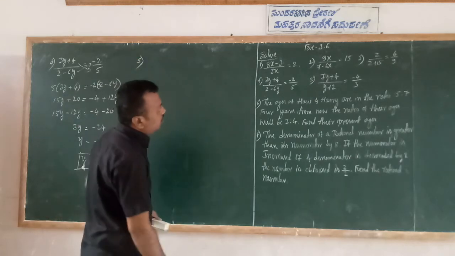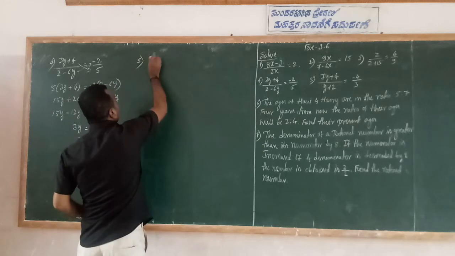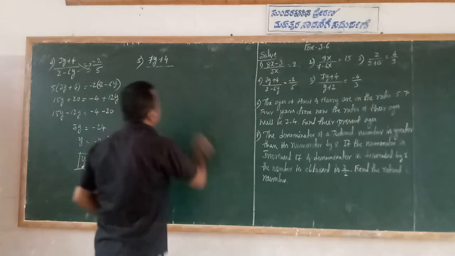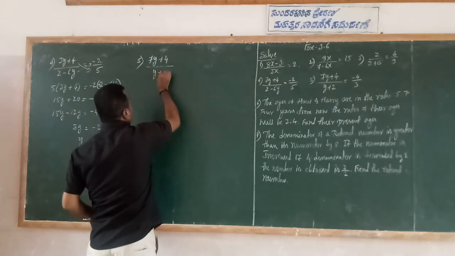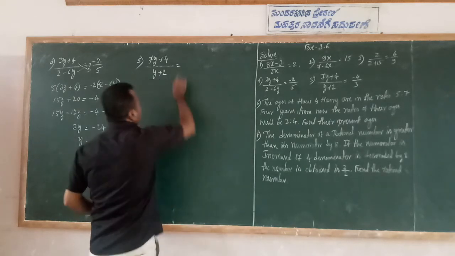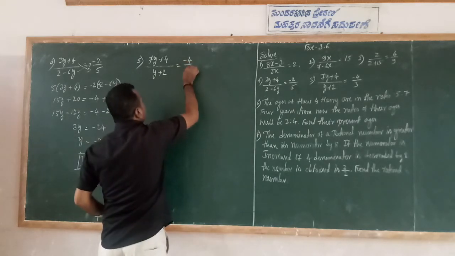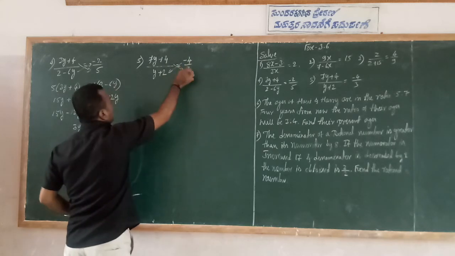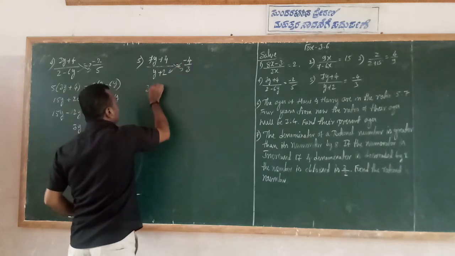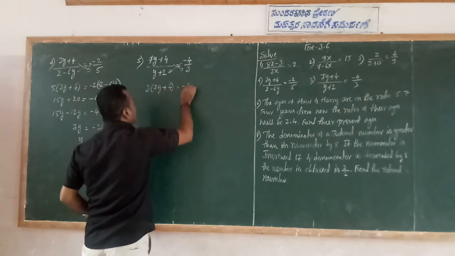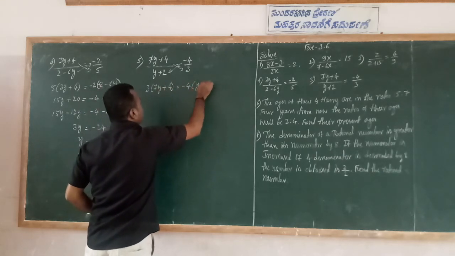So what is question number 5? (7y plus 4) whole upon (y plus 2) is equal to minus 4 by 3. So we have to cross multiply that. So 3 into (7y plus 4) is equal to minus 4 into (y plus 2).